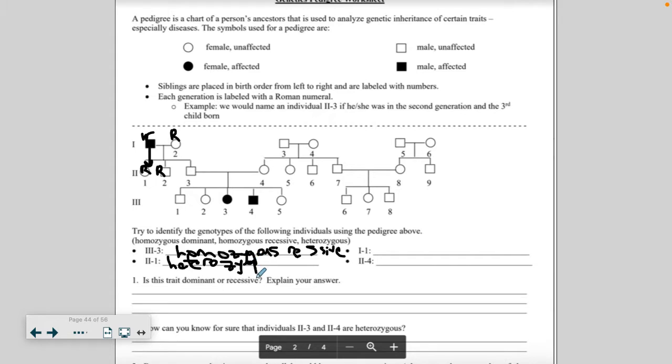So then you're going to do the same thing for Roman numeral 1 and Roman numeral 2, 4. And then it says here, is this trait dominant or recessive? Okay, so I just kind of answered that earlier, where we see the pattern where it's in one generation, it skips a generation, and it comes back. So you're going to say recessive, and then you're going to say that it's in generations 1 and 3, but not in 2. And then you're going to go on and answer this question.